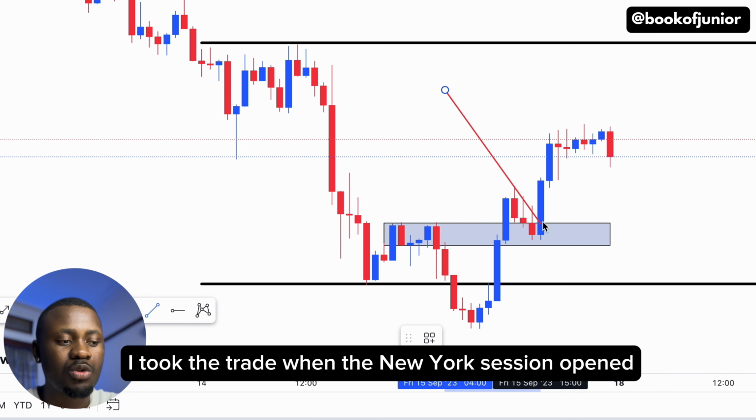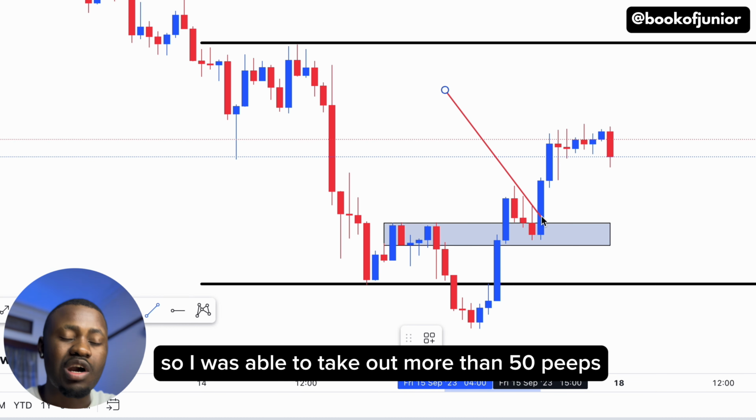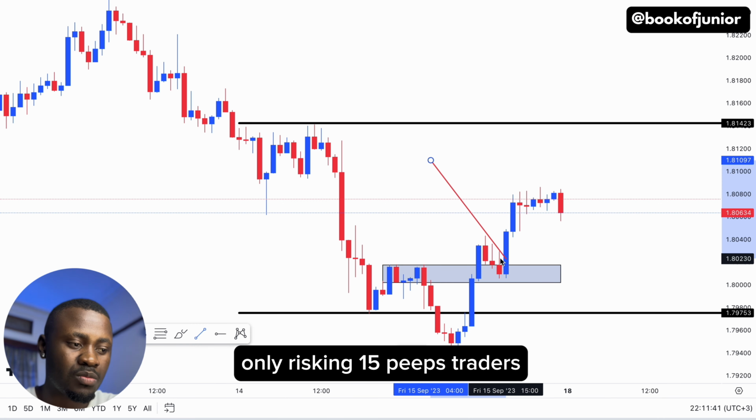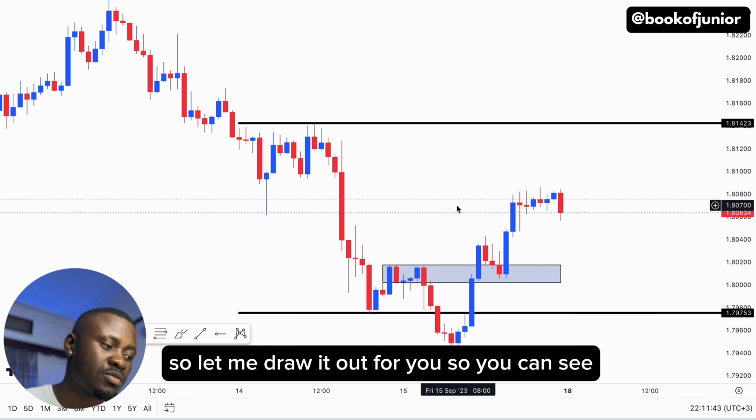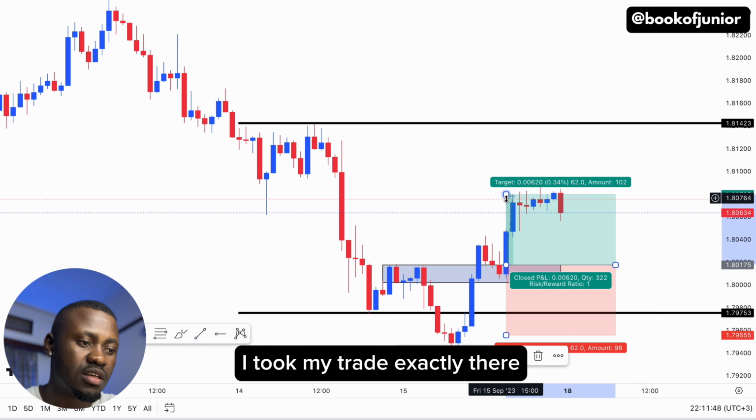So for me, I took the trade when the New York session opened, but a little bit above here, right here. So I was able to take out more than 50 pips, only risking 15 pips, traders. So let me draw it out for you so that you can see. So now this is where I took my trade, exactly there.